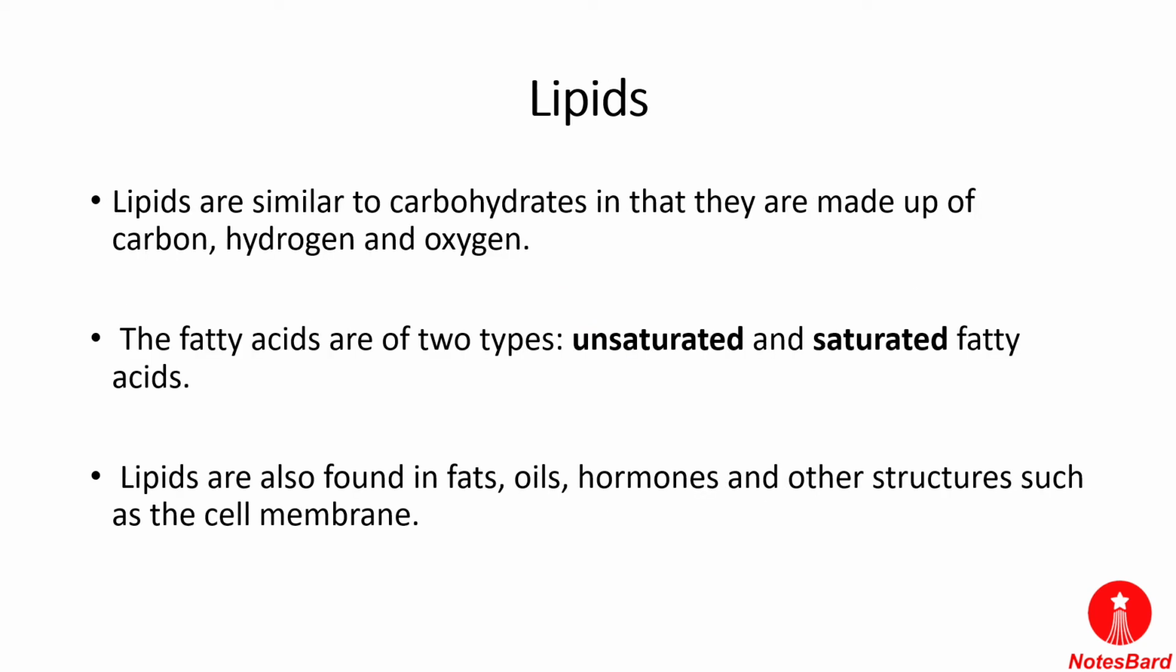Next comes the lipids. Lipids are very similar to carbohydrates because they are made up of the same composition, that is carbon, hydrogen, and oxygen. Lipids are divided into unsaturated and saturated fatty acids. Lipids are found in fats, oils, hormones, and other structures such as the cell membrane. The lipids constitute a very heterogeneous group of substances. Unlike carbohydrates, on hydrolysis lipids yield glycerol and fatty acids.